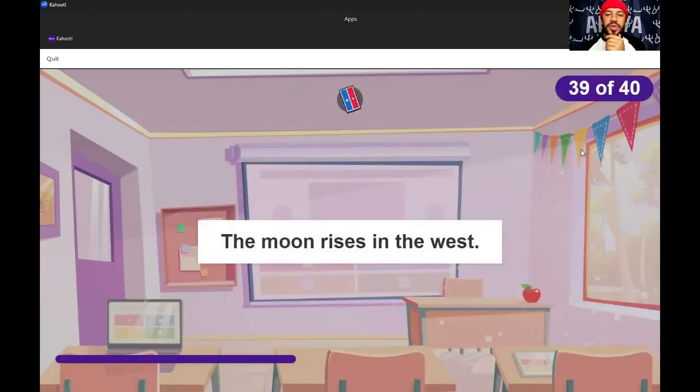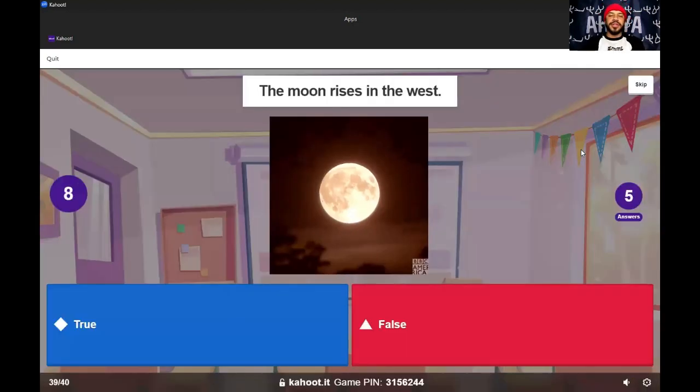True or false? The moon rises in the west. Blue, true. Red, false. Quick, quick, quick. The faster you go, the more points you get. 5 seconds. Don't think too hard. It's simple.